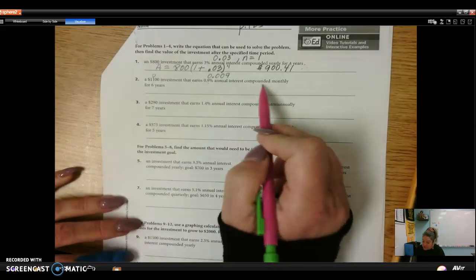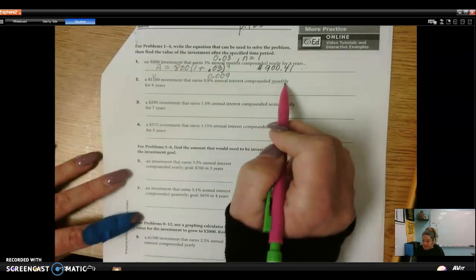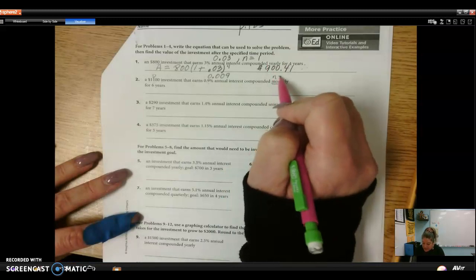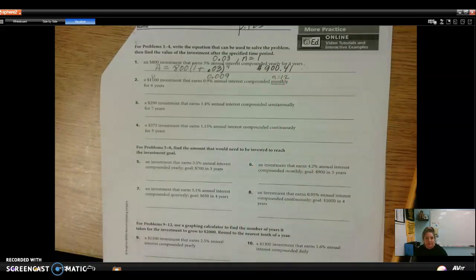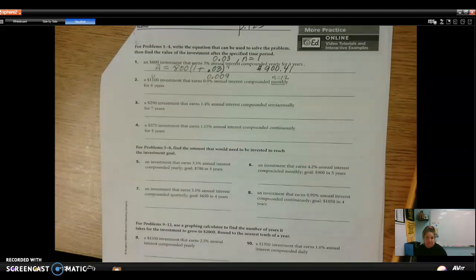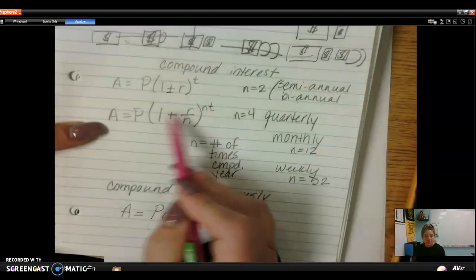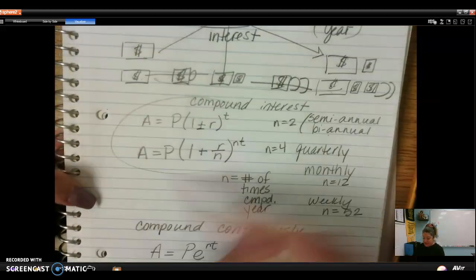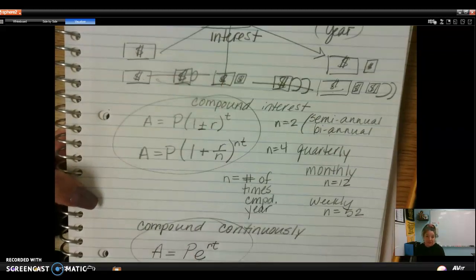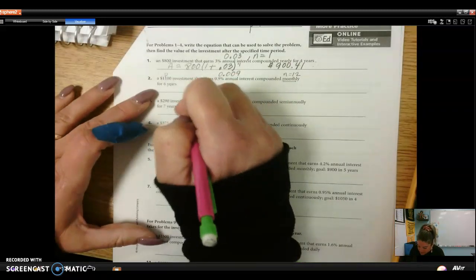The annual interest is compounded monthly. That means my N is going to be 12 because there are 12 months in a year. And then, of course, it's happening for 6 years. So this would be the formula with the 1 plus R over N. It's definitely handy to have these formulas nearby. All right, so here we go.